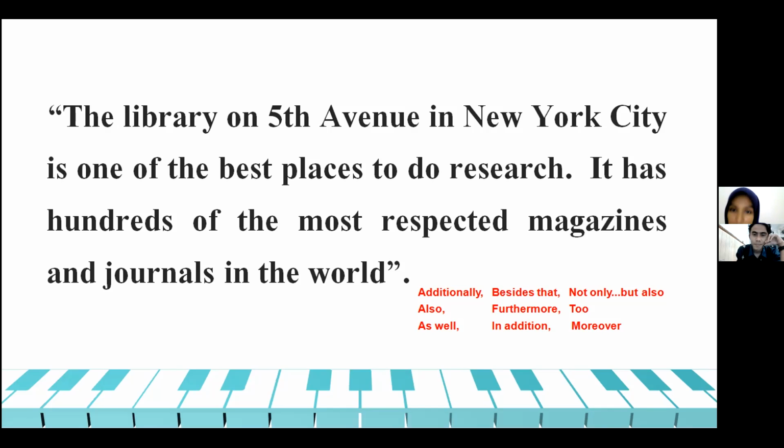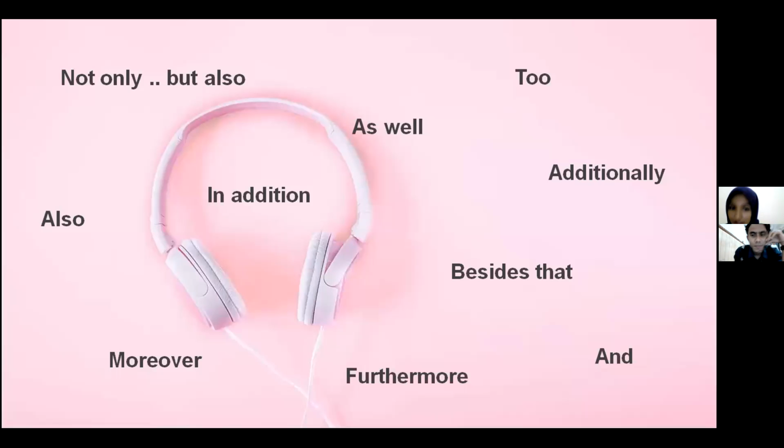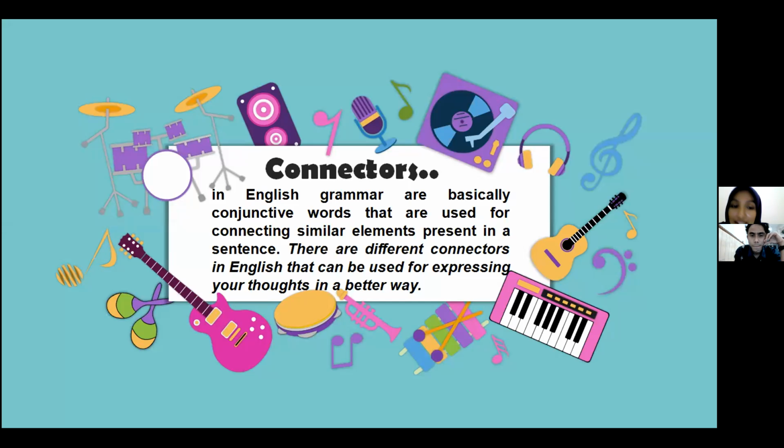Okay, let me repeat the explanation of the meaning of the connector itself. In English grammar, connectors are basically conjunctive words used for connecting similar elements present in a sentence, which means the purpose of using a connector in sentences is to connect the first sentence and the other sentences. So I should repeat more about the connector itself.